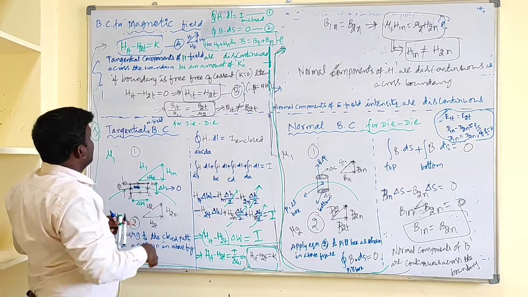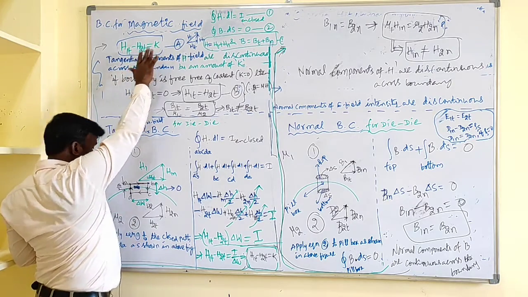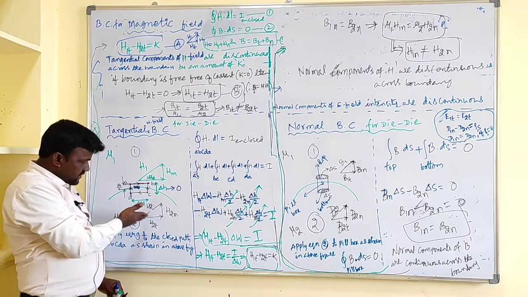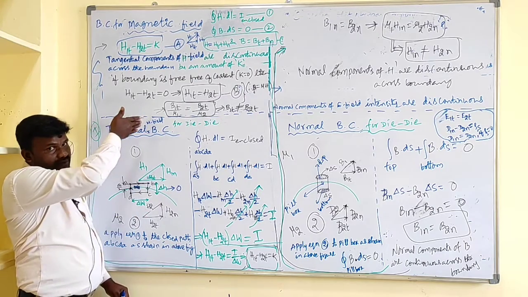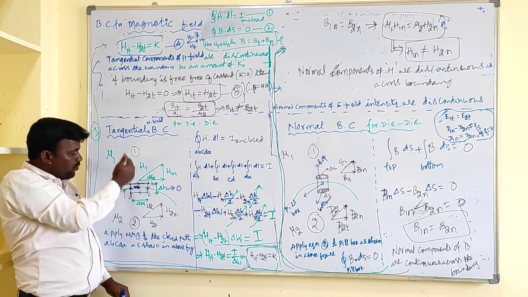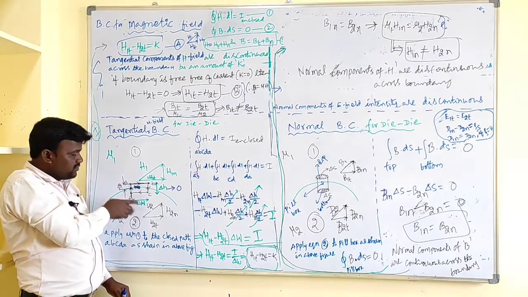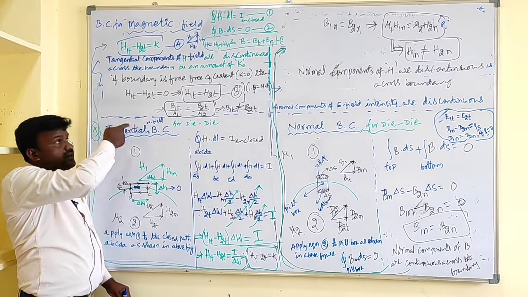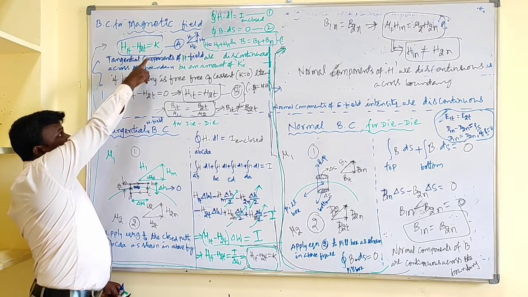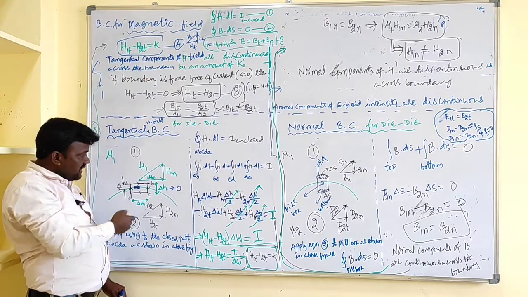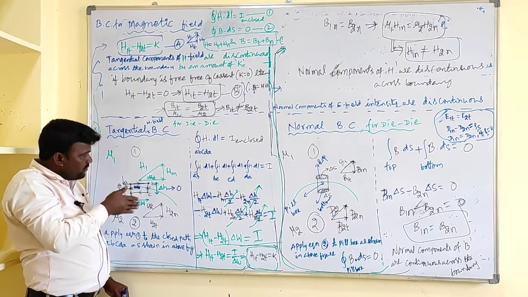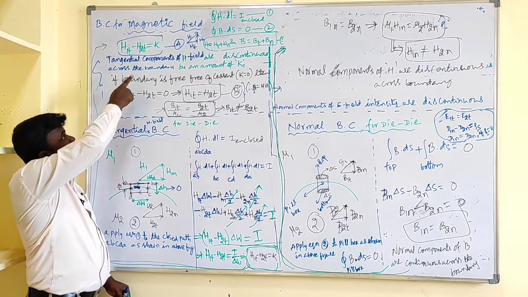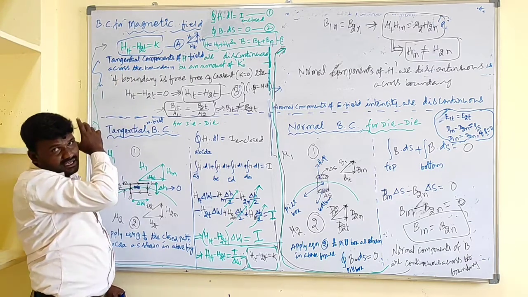We can take H1t minus H2t equal to K if the field is directed from 2 to 1. It is one of the assumptions. Basically we assumed the field direction is from 2 to 1. In that case we have H1t minus H2t equal to K. Otherwise, if you assume the field direction is from 1 to 2, in that case H2t minus H1t equal to K.